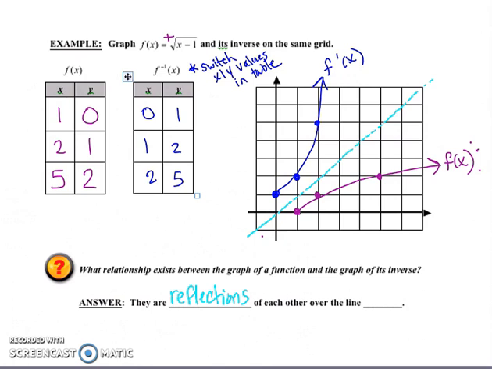And that line that I just sketched in, that dotted mirror line, that's the line y equals x. And that relationship always exists between the graph of a function and the graph of its inverse. So if you are ever given a graph of a function and asked to graph its inverse and you don't know the equation but you have a graph, just sketch in your y equals x line, identify some key points on your graph, flip-flop your x and your y values, plot the points on your inverse function, and connect your points. And it's as easy as that.